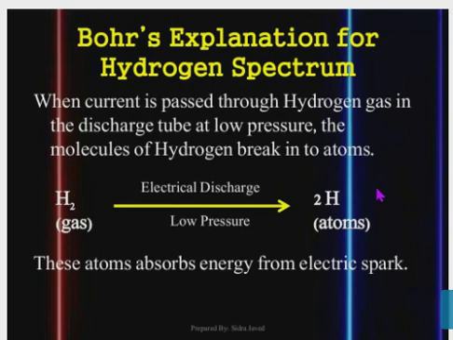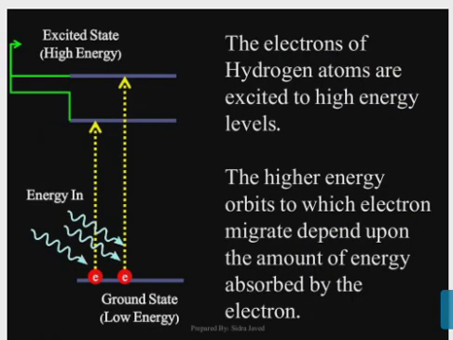So Bohr explained the hydrogen spectrum. When current is passed through hydrogen gas in a discharge tube at low pressure, the hydrogen molecules break into two hydrogen atoms. These atoms absorb energy from the electric spark, that is, from the electric discharge tube.